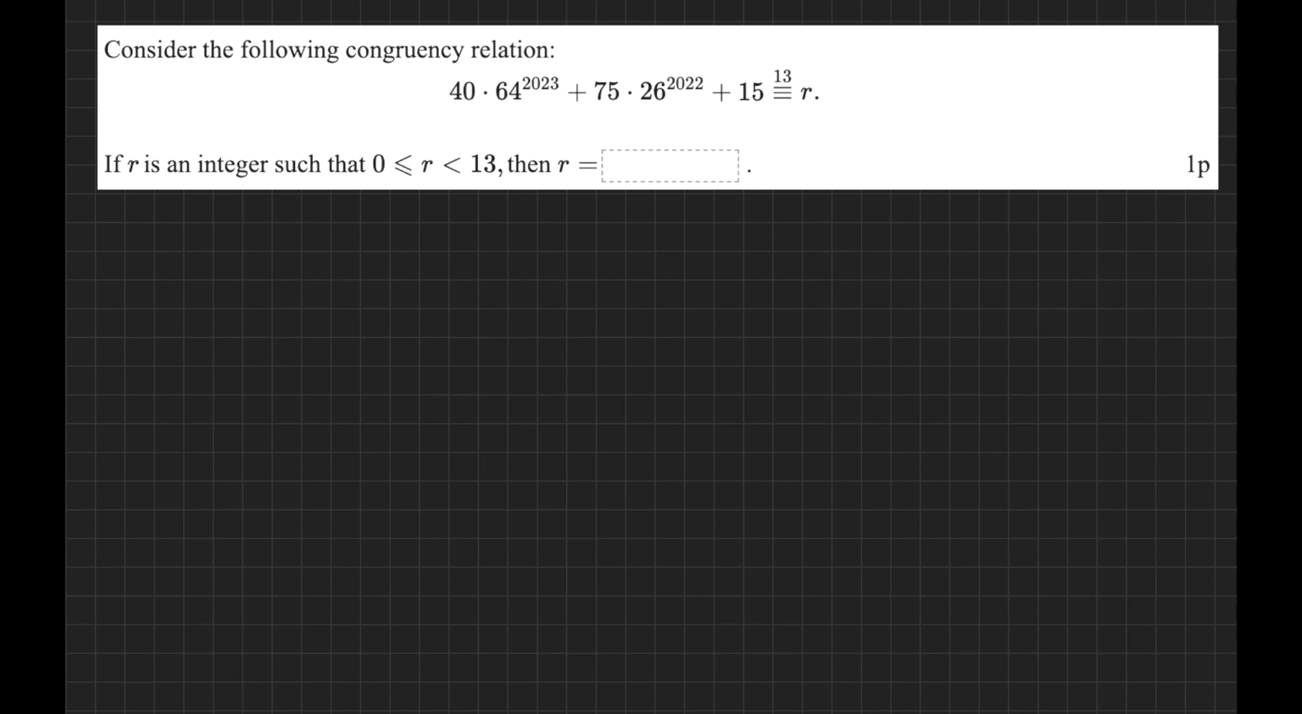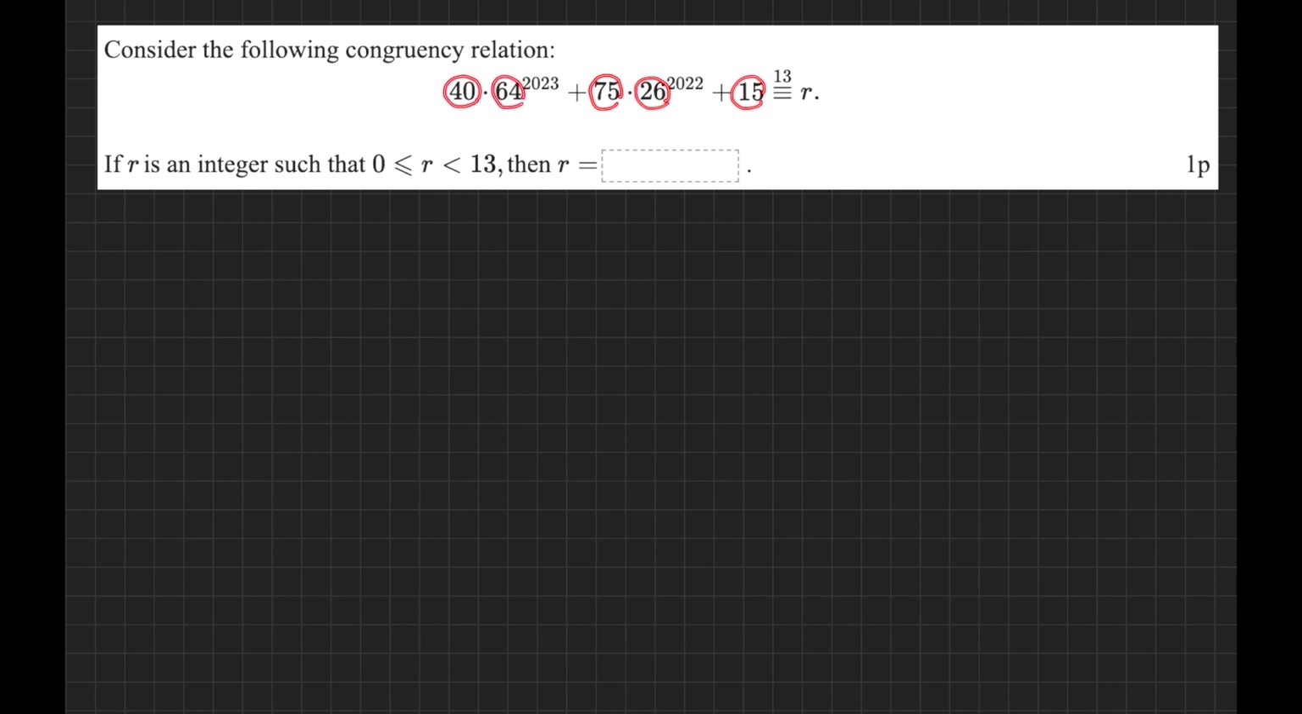Okay, question 2 now. Consider the following congruency relation. If r is an integer such that r is greater than or equal to 0 and strictly less than 13, then what is r? It's a congruency relation. The module that I'm working in is 13, and you see that I have a lot of numbers appearing in the base that are greater than 13.